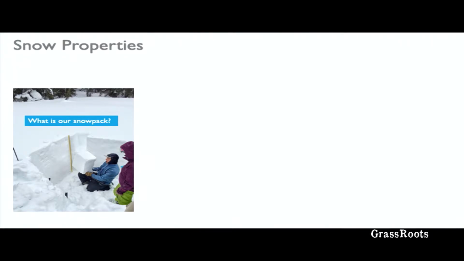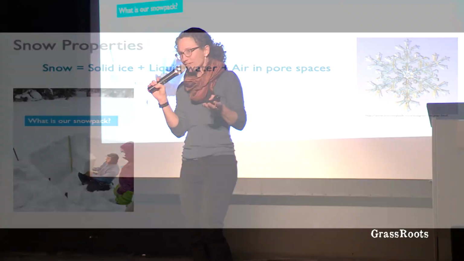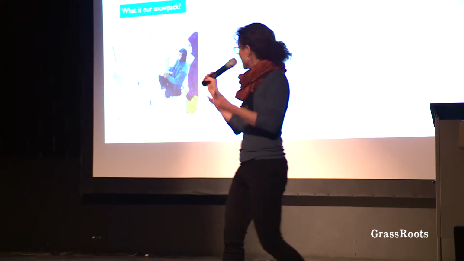So let's talk about what is snow. Snow is actually a three-phase system. We have solid ice, liquid water, and air in snow. And the combination of those three will determine how light and fluffy the snow is, how great it is for skiing, how heavy it is for shoveling, how good it is for making snowmen or for having snowball fights, right?